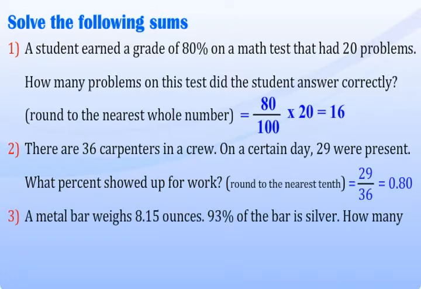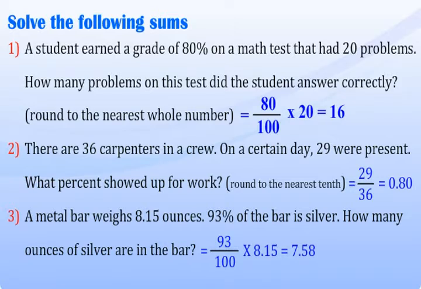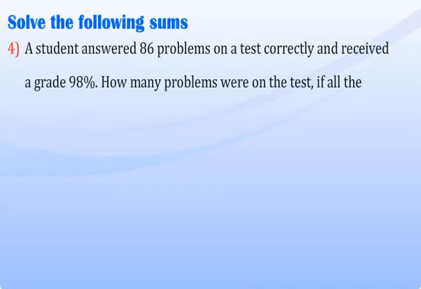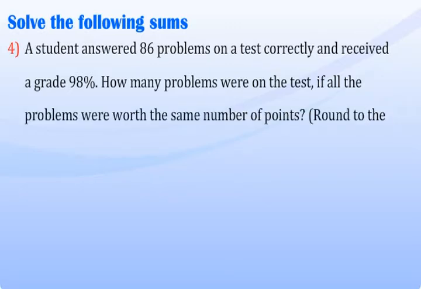A metal bar weighs 8.5 ounces. 93% of the bar is silver. How many ounces of silver are in the bar? Round to the nearest thousandth. A student answered 86 problems on a test correctly and received a grade of 98%. How many problems were on the test? If all the problems were worth the same number of points, round to the nearest whole number.